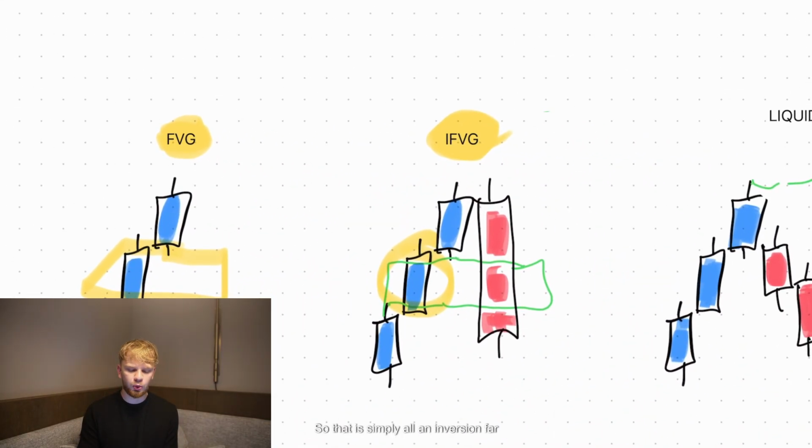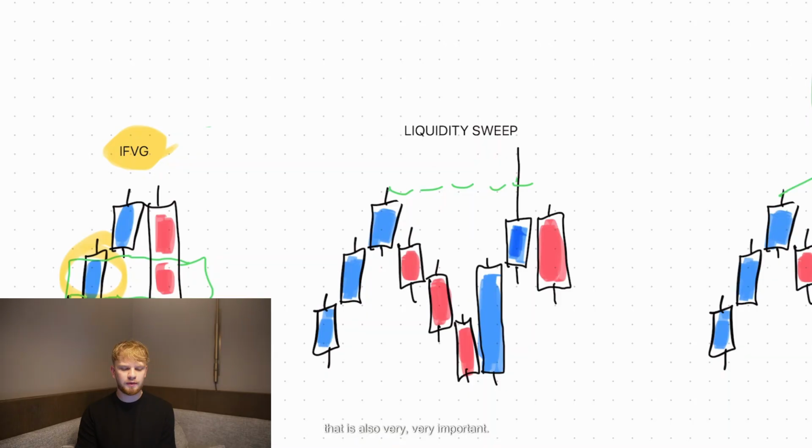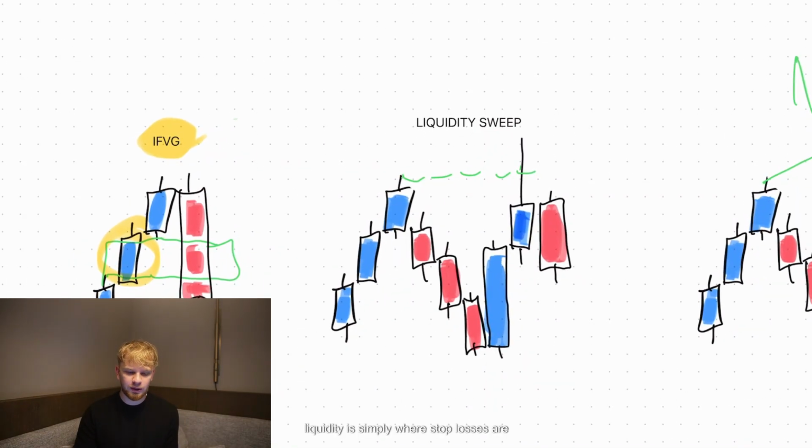So that is simply all an inversion fair value gap is. It is a disrespected fair value gap. Now, moving on to a liquidity sweep, something that is also very, very important. Of course, if you don't know, liquidity is simply where stop losses are resting in the market.